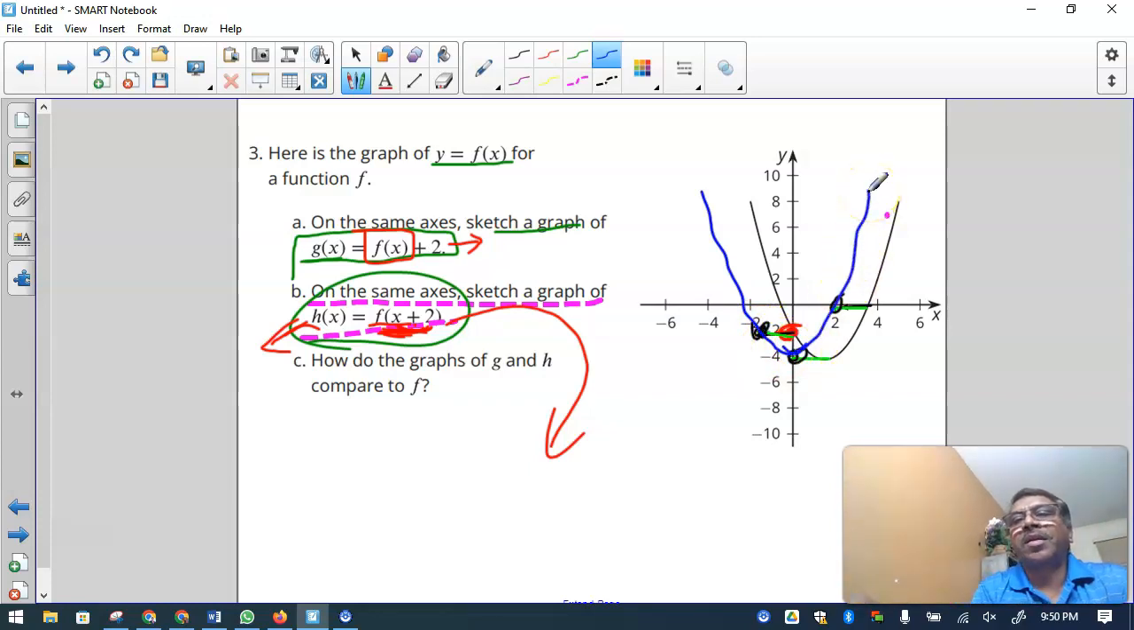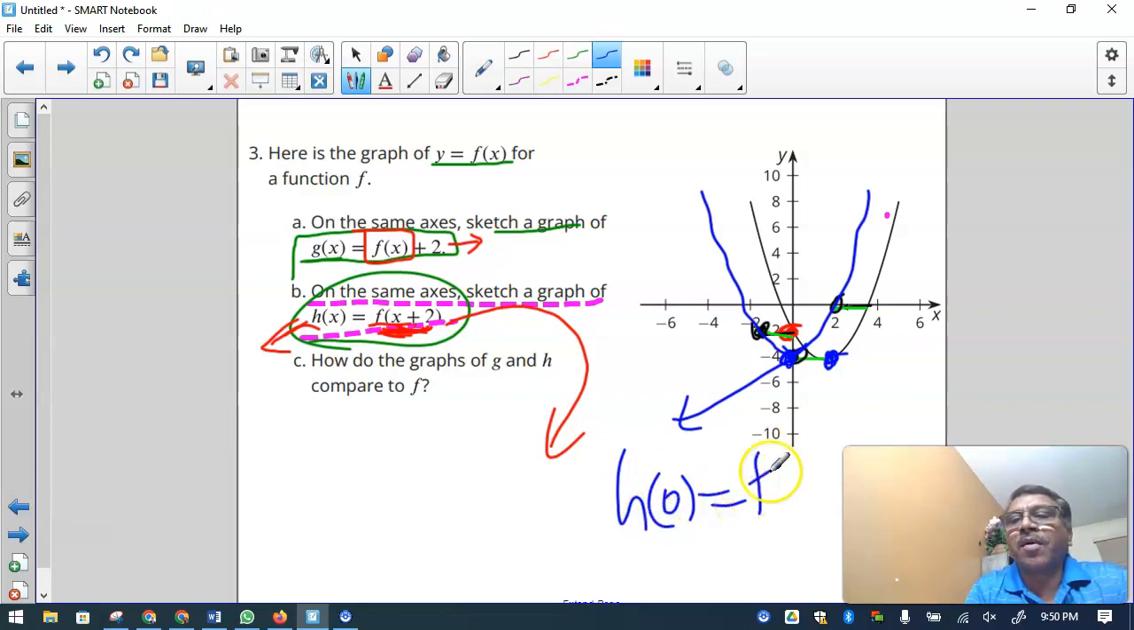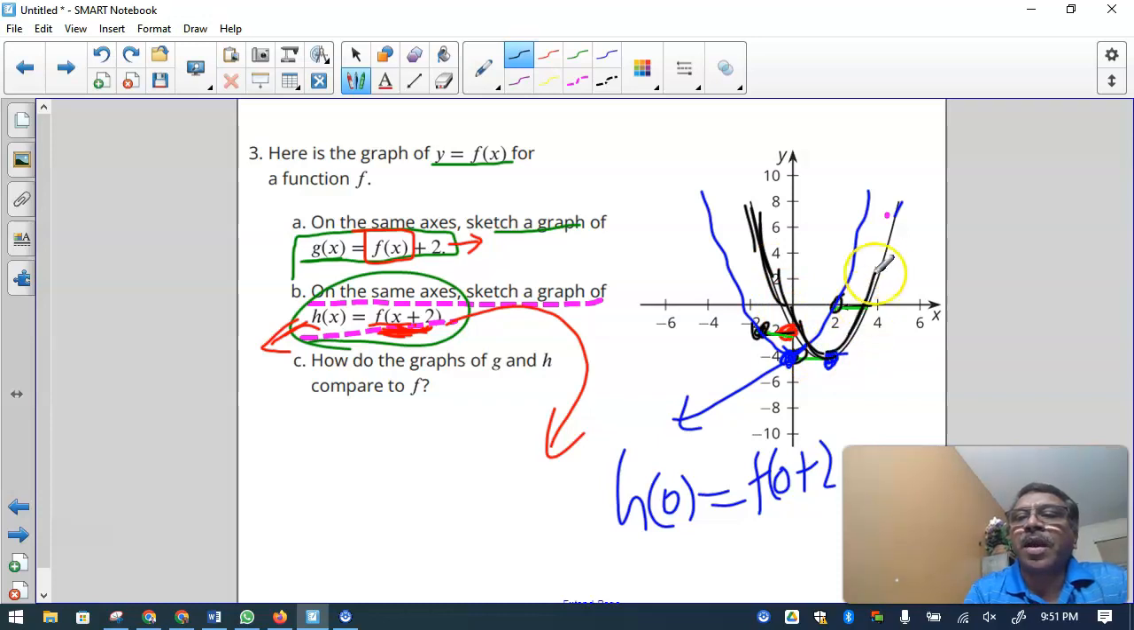So you can clearly see the output. Let's see this output and now this output. That means h of 0 is f of 0 plus 2. That means the black one that you see here is the output of the black.